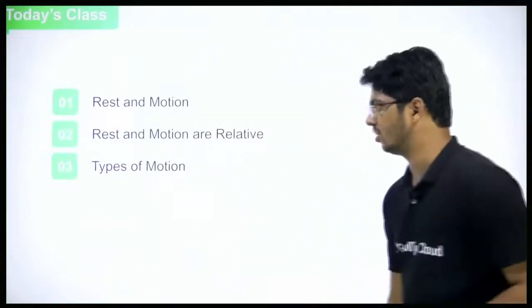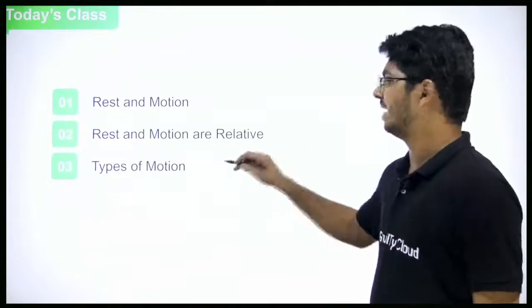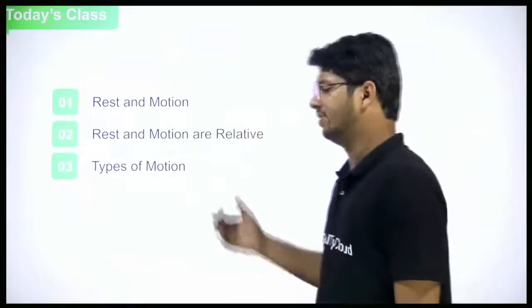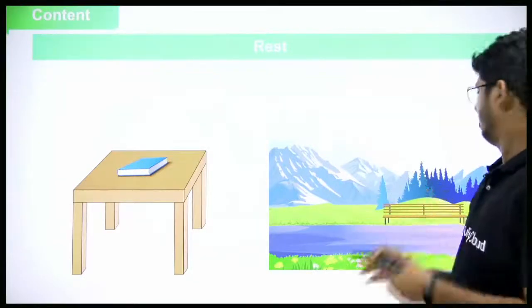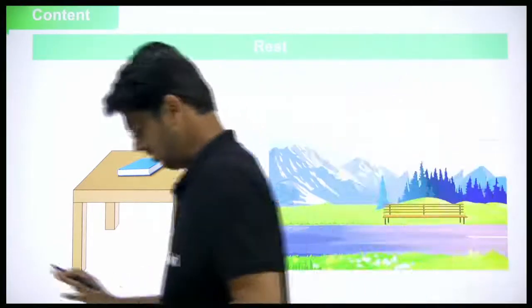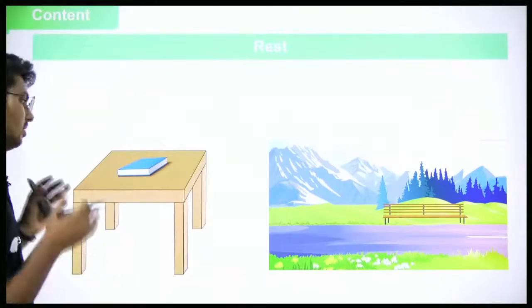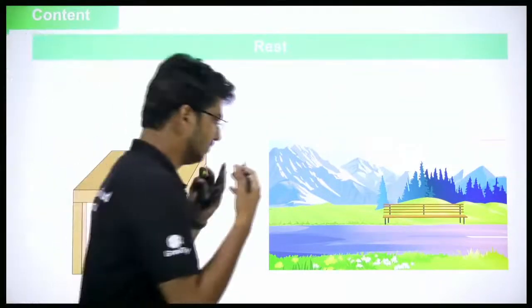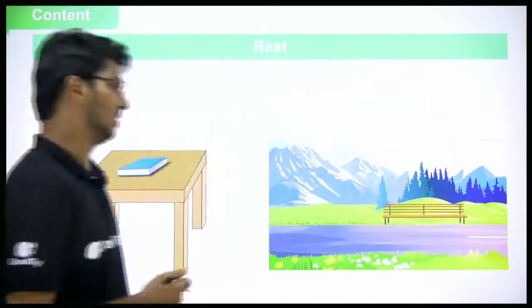In today's class, these are the topics that we'll be learning. We'll be learning about rest and motion, and we'll be learning about types of motion. So first, let's talk about rest. Look at these images. So we know what rest is. We can clearly say that this table is at rest. This book is at rest. Here, the mountains are at rest, the trees are at rest, and this bench is at rest.